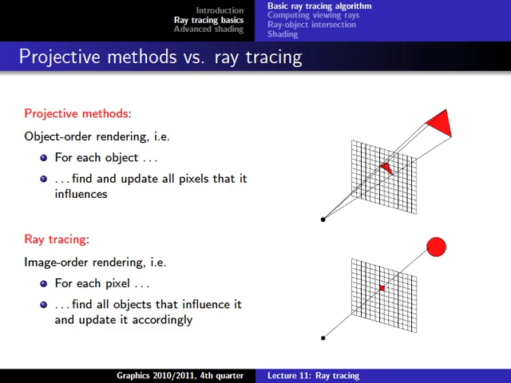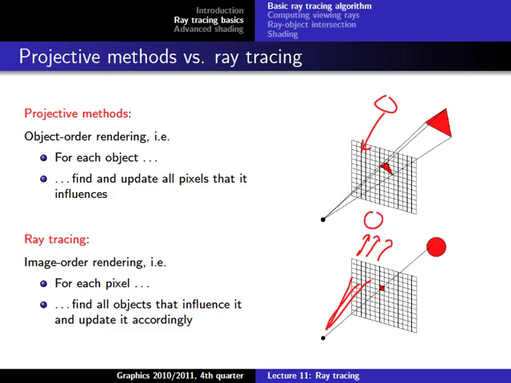And this is a summary of the major difference between them. For the projective methods, you have an object-based rendering. That is, you go through all the objects and project them onto the screen. Whereas for ray tracing, you have a pixel-based rendering where you go through all the pixels on the screen and then look if or what objects they are hitting.